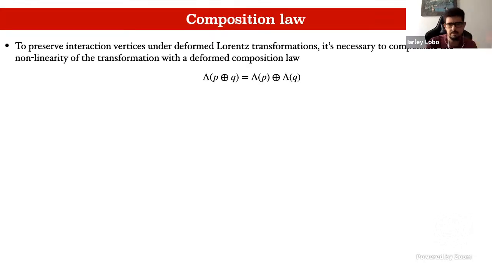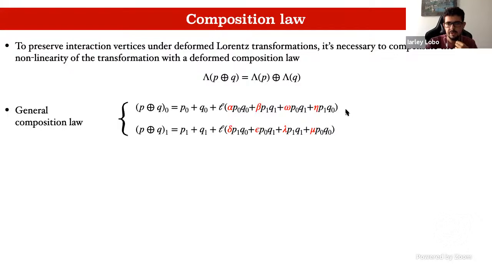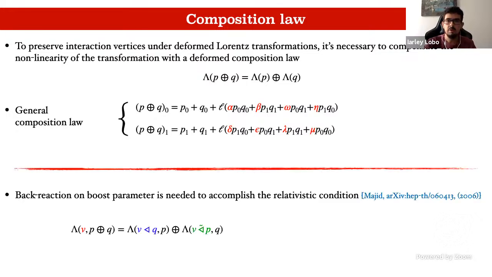So we proceed to close this construction by writing the composition law. As you know, to preserve the vertices of the interactions, one needs to consider a deformed composition law that has nonlinear terms that can compensate the nonlinearities of the new Lorentz transformation. So in general, we can write terms like this, very general, with all kinds of terms that could emerge. And also in the most general case, one could consider a deformed Lorentz transformation of this form, in which the boost parameter needs to have some kind of back reaction when applied on the right-hand side of this condition.